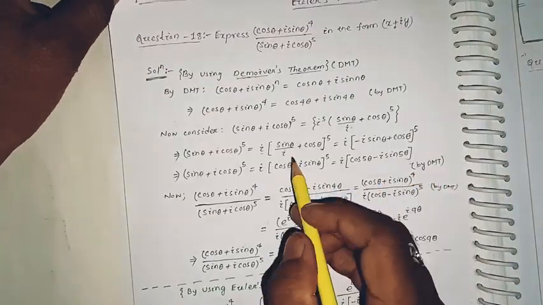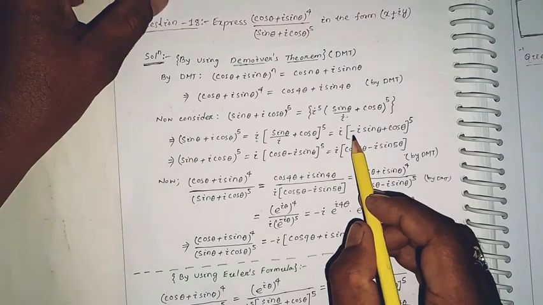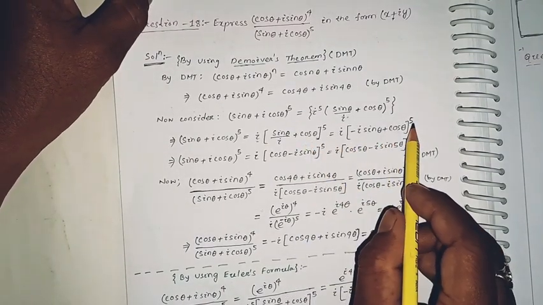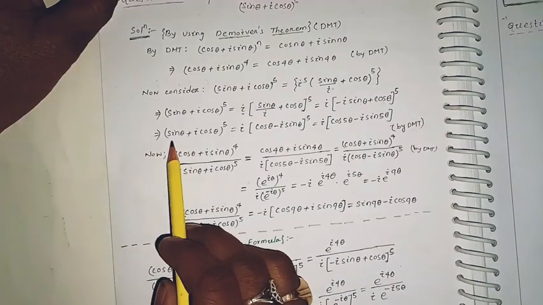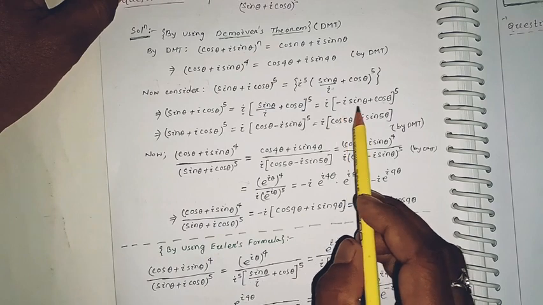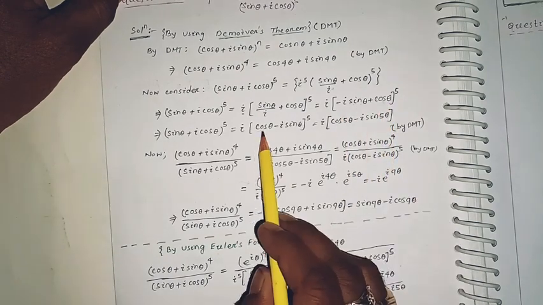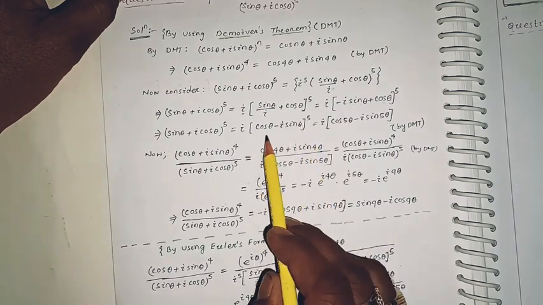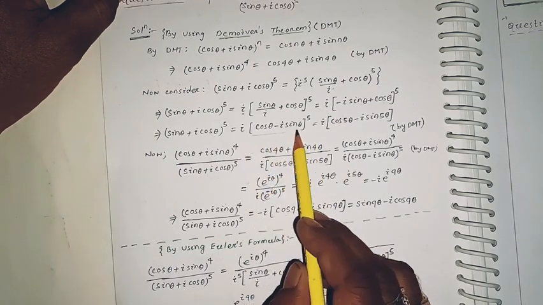So when it changes position from numerator to denominator or denominator to numerator, it will be minus. Here i moves to the numerator, so it will be minus i sin theta plus cos theta to the power 5. That implies sin theta plus i cos theta to the power 5 will be equal to, writing cos theta as the first term, (cos theta minus i sin theta) to the power 5. Now we are going to apply DMT on this.